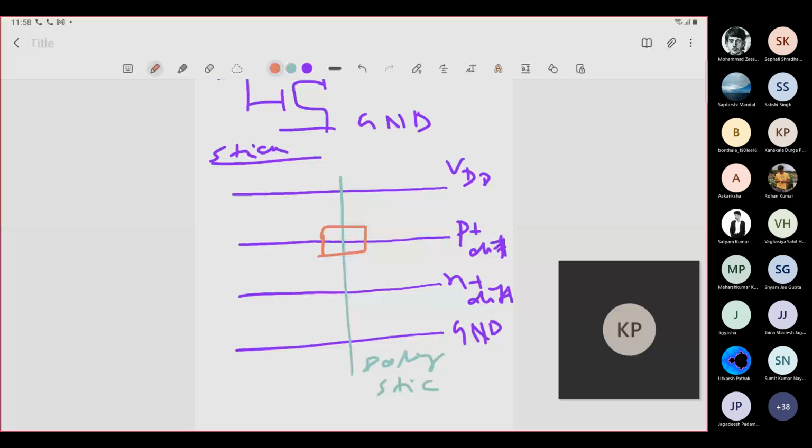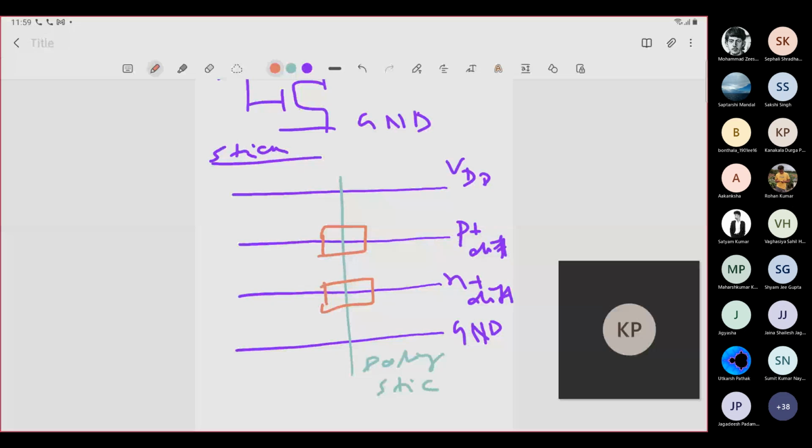another device. Which color can I take? Okay, same thing, I will take red only. So you will get your NMOS device over here. One side you will get your source, another side you will get the drain. Similarly, in the NMOS also, one side is source, another side is drain.